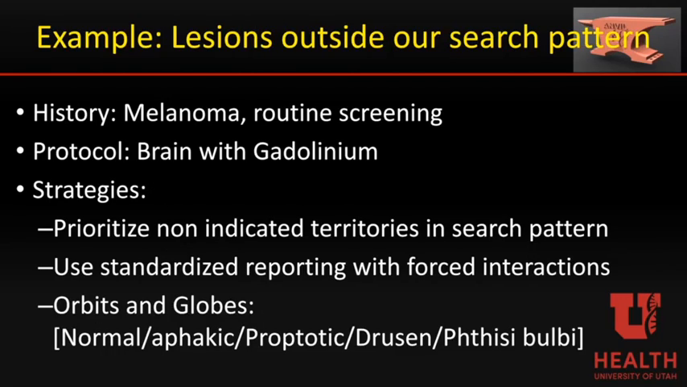Addressing the common miss of lesions outside our normal search pattern. Here's an example of a patient with history of melanoma, routine screening imaging. This is a routine brain. Some strategies that can be used are to prioritize non-indicated territories in your search pattern, or to use standardized reporting with forced interactions, for example.